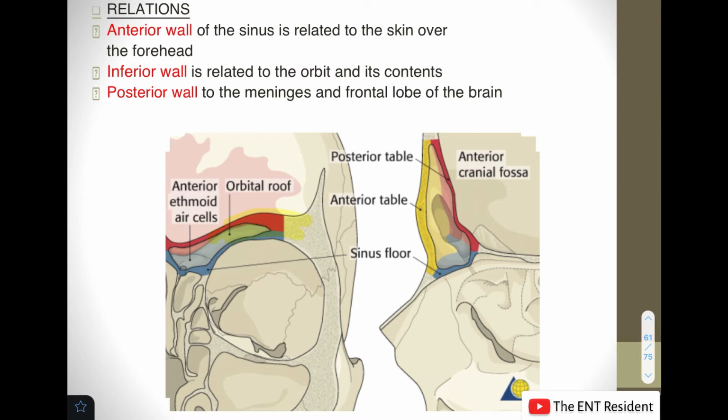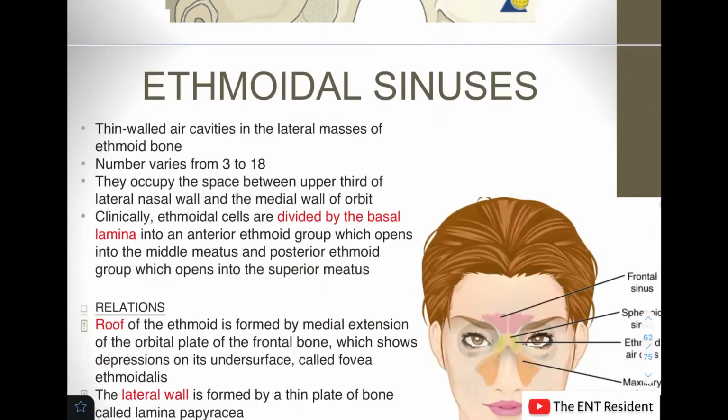And lastly, the posterior wall, as you can see over here, this is the posterior wall. This is related to the meninges and the frontal lobe of the brain.